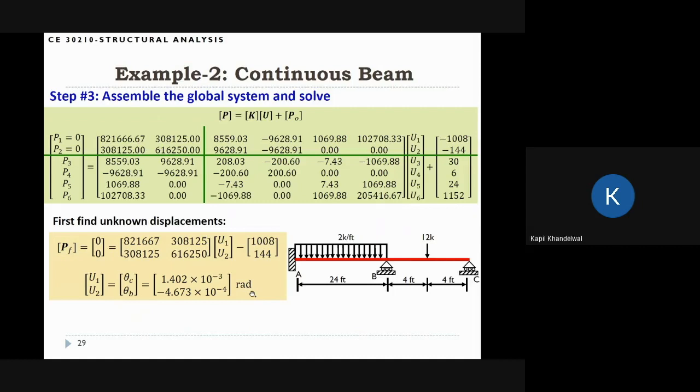Whenever you do the algebra, remember that all the rotations are in radians. None of the rotations are in degrees in this case. The units of rotations are always radians, and they are very small numbers if you do the algebra correctly. So this is the solution for the unknown displacements, and we can move forward and find the support reactions.